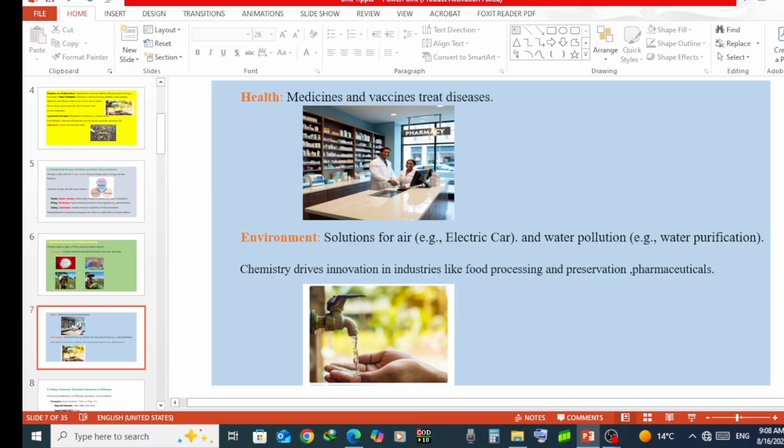Producing medicines and vaccines to treat diseases is one of the effects, or the benefits, of chemistry. And under environment, solution for air pollution. Electric cars are nowadays invented to solve the problem of air pollution. And water pollution is also something that we have to consider under chemistry. The other is that chemistry drives innovation in industries like food processing and preservation and pharmaceuticals.